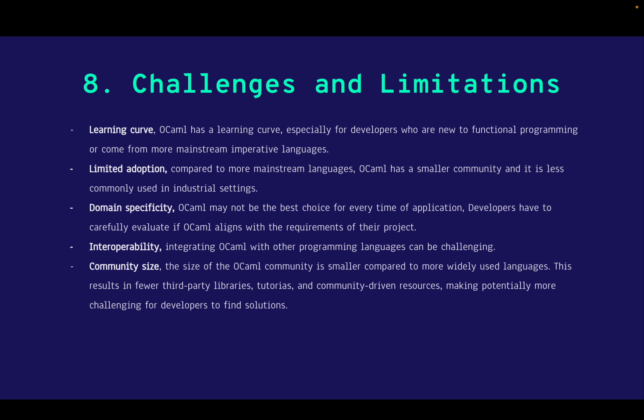Interoperability. Integrating OCaml with other programming languages can be challenging. Community size. The size of the OCaml community is smaller compared to more widely used languages. This results in fewer third-party libraries, tutorials, and community-driven resources, making it potentially more challenging for developers to find solutions. While there are mechanisms for integrating with C and Rust, this may not always be as straightforward as in languages designed with easy interoperability in mind.